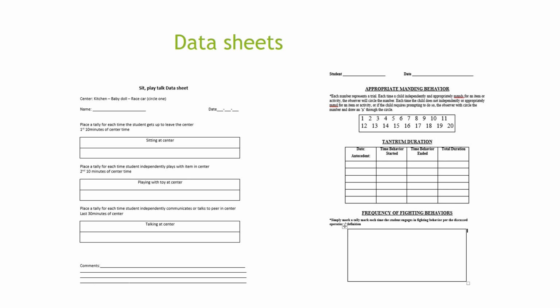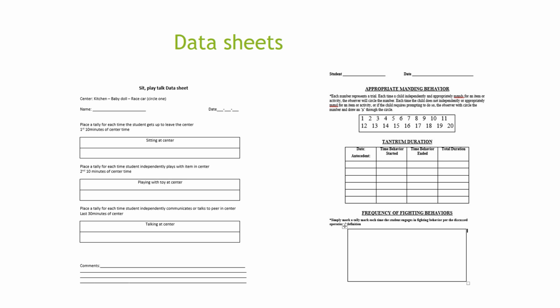The following are data sheets that will be used for this intervention. To the left is the sit, play, and talk data sheet, which will inform us of how often students are getting up to leave the center, each time a student independently plays with an item in the center, as well as each time a student will independently communicate or talk to a peer in the center.